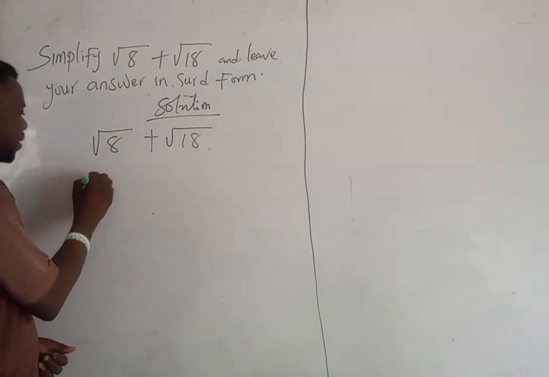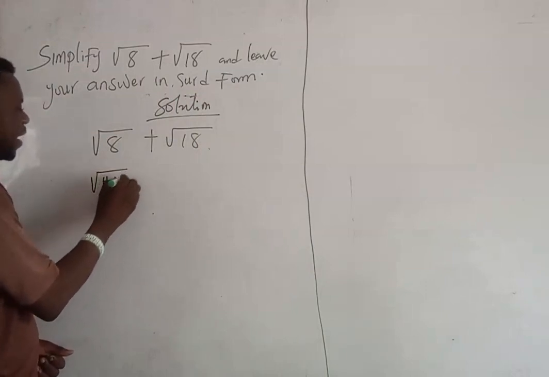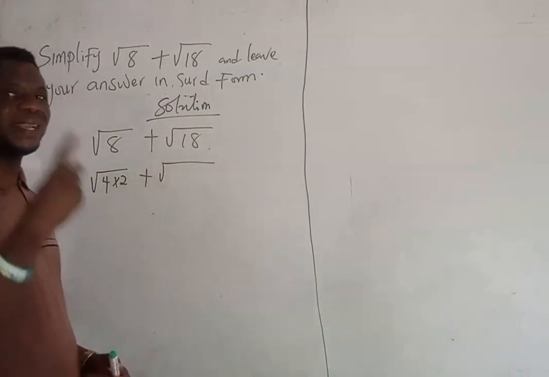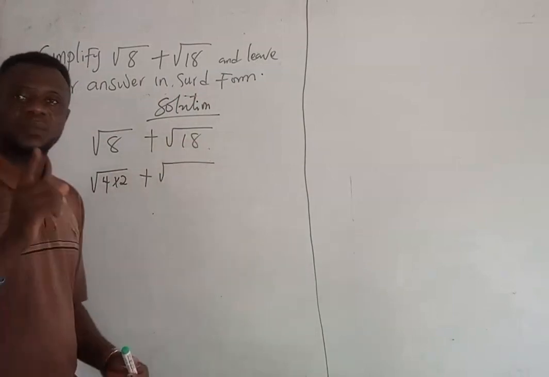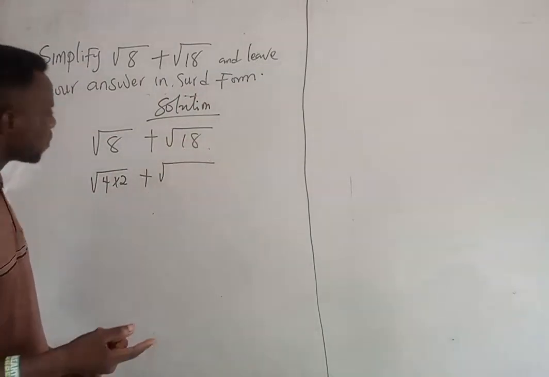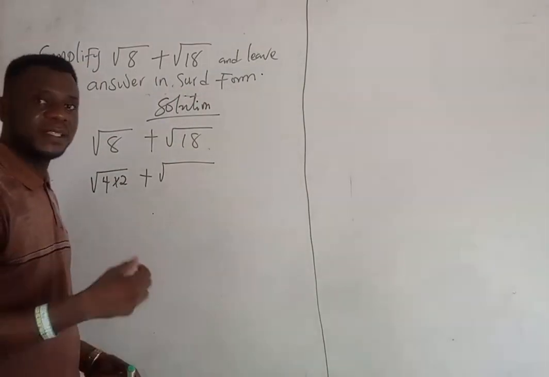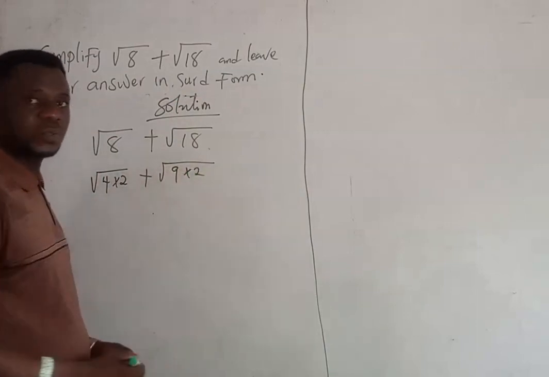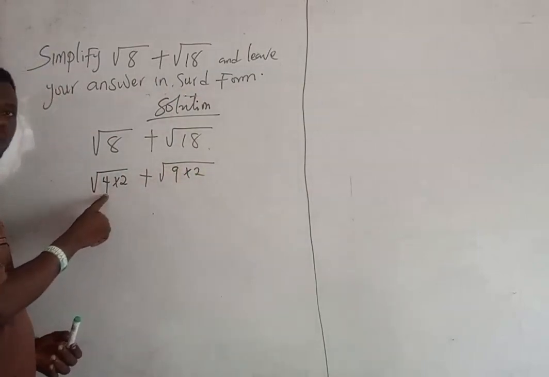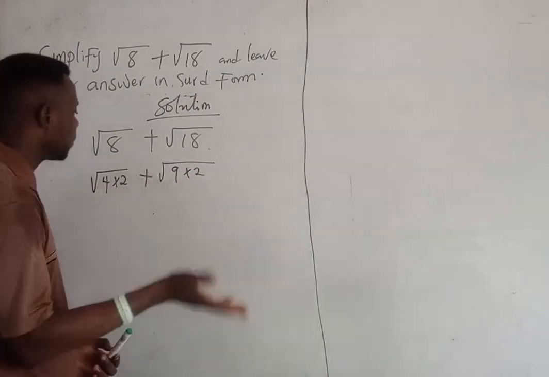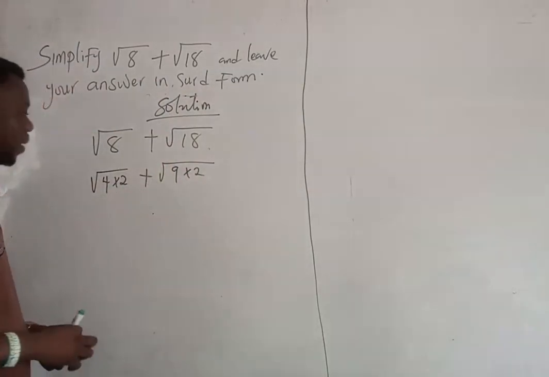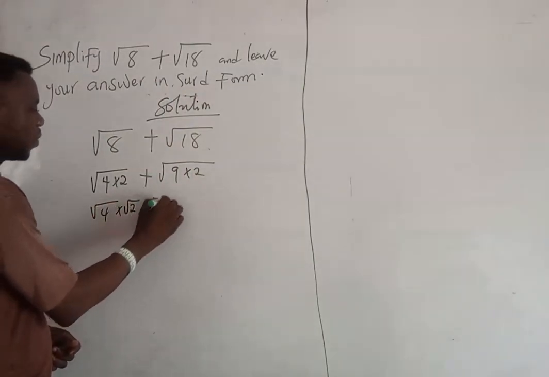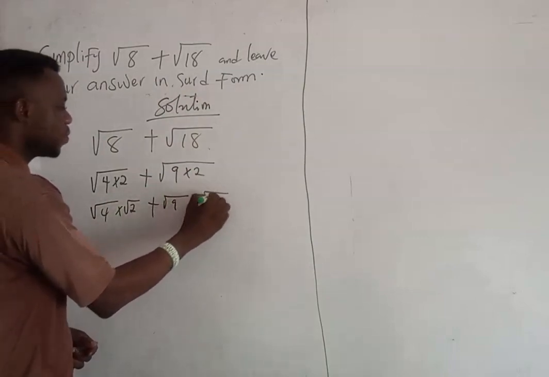So let's write it like this. Root 4 times 2 plus. Then look for a perfect square number that you multiply by a certain number that will give you 18. And one of the perfect square numbers that you can multiply by a certain number that will give you 18 is 9. So 9 multiplied by 2. So here you have 4 is a perfect square number, 9 is a perfect square number. Now let's still go. We can still break down this number. So root 4 times root 2 plus root 9 times root 2.